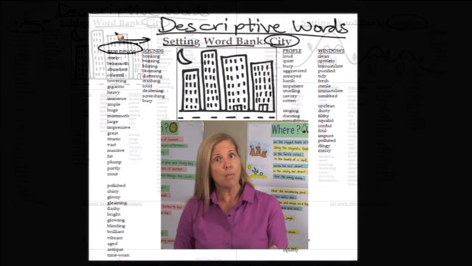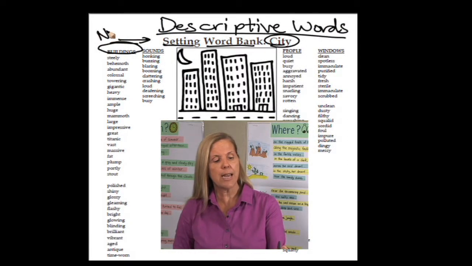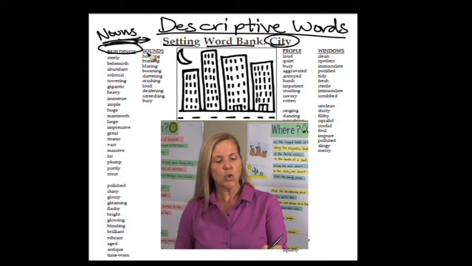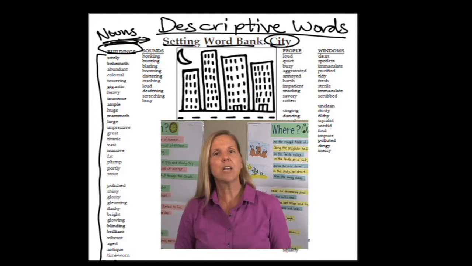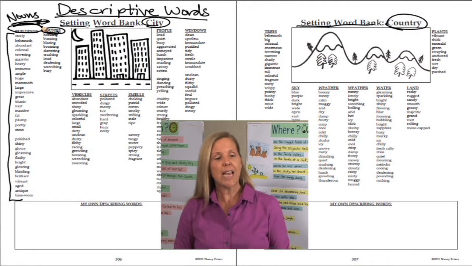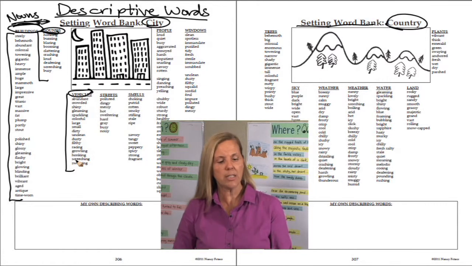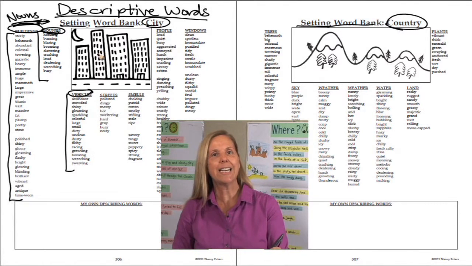So notice how I'm organizing this. I'm organizing it by nouns, by what you are describing. And the nouns are what are the important things in a city. Maybe the buildings. And then below that are many different descriptive words that could describe buildings. I have sounds and descriptive words for sounds, vehicles. So notice this is organized in categories by what is in a city that would be important to describe. So you have your categories with the descriptive words below.